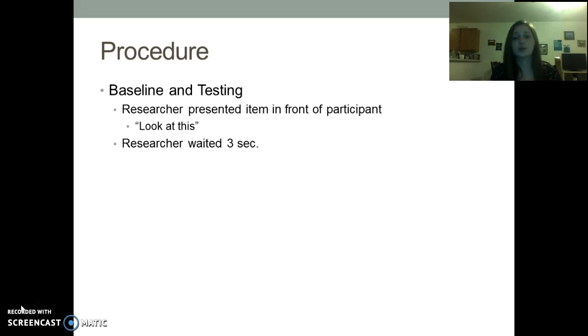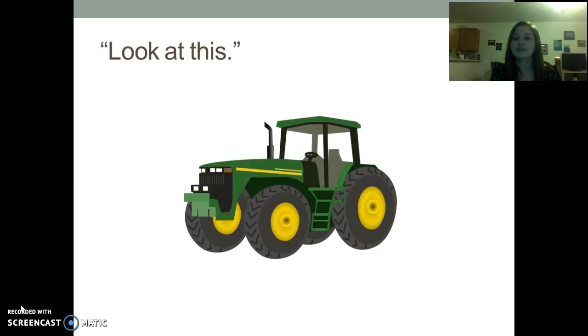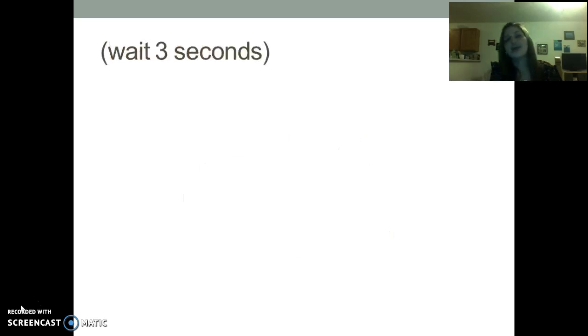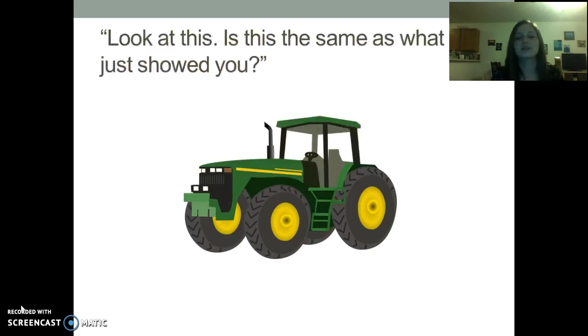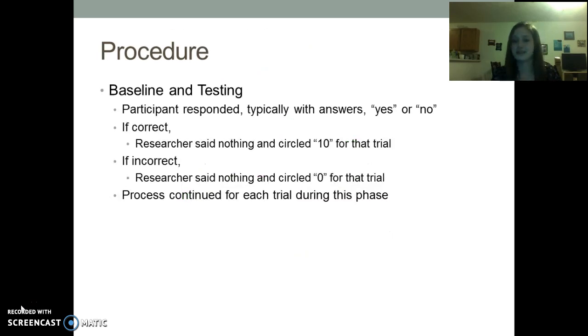The procedure began with baseline and testing. So the researcher would present an item similar to something like this, where they say, "Look at this," and show a tractor. Then after the participant looks, they wait about 3 seconds to either switch out stimuli or use the same stimulus, and say, "Look at this, is this the same as what I just showed you?" And then the participant typically said yes or no.